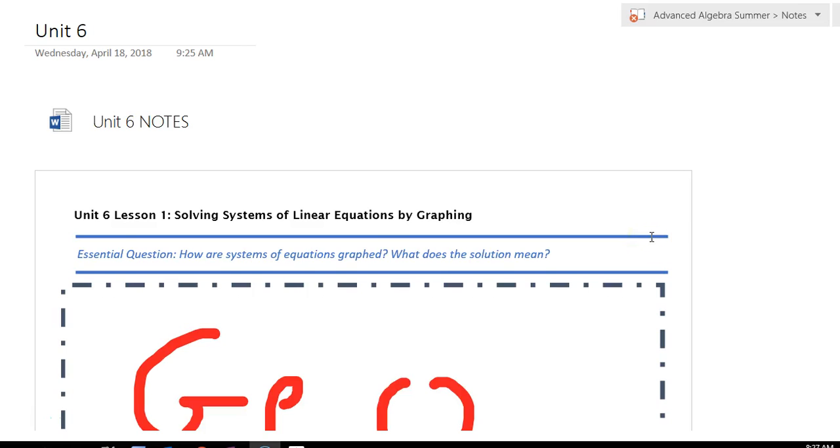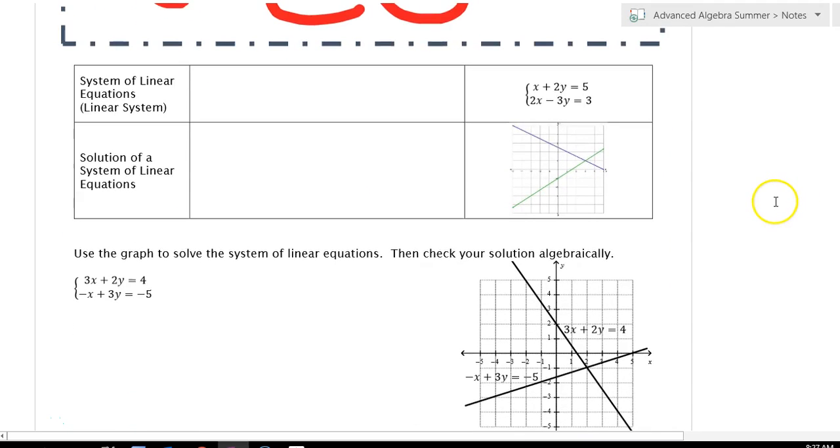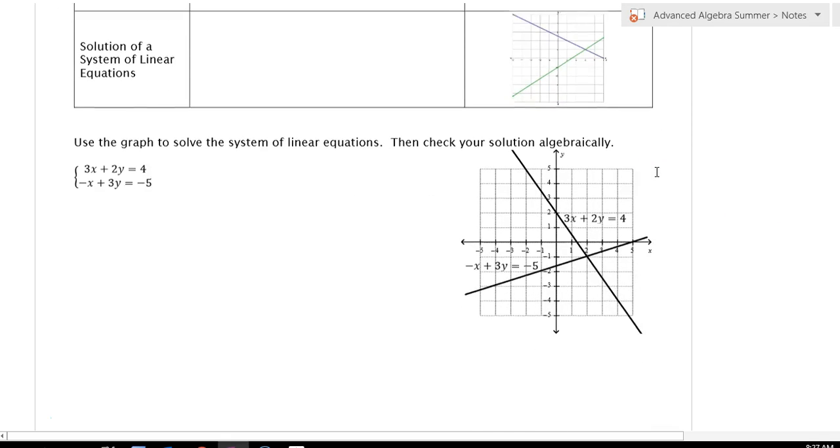Alright, so these are going to be our notes for Unit 6. So if we go ahead and get going here. There we go. Alright, so we're going to be solving systems of equations here. We're going to start off with linear solutions.